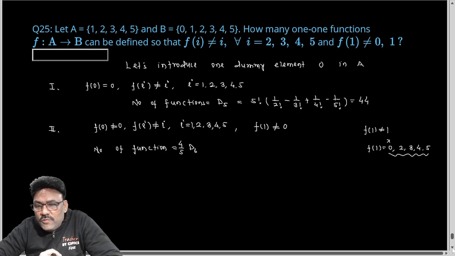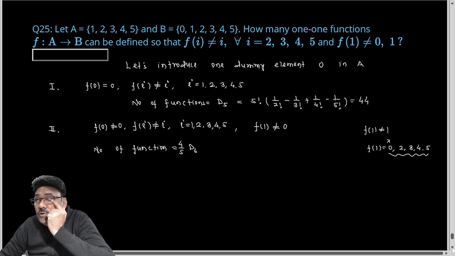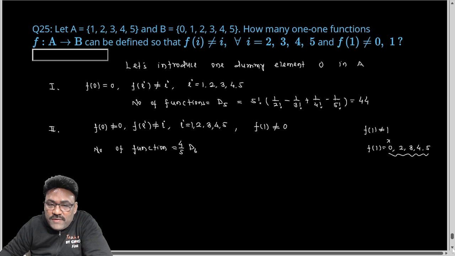Why are you writing 4 over 5 D6? Because total 5 possibilities are there. F1 can be 0, F1 can be 2, F1 can be 3, F1 can be 4, F1 can be 5. So in these D6 cases, F1 is equal to 0 is also included. Total 5 cases. Out of 5 cases, this case should be excluded. F1 is equal to 0 should not be taken. Means you have to take only the 4 cases out of 5. So hence 4 by 5 D6.